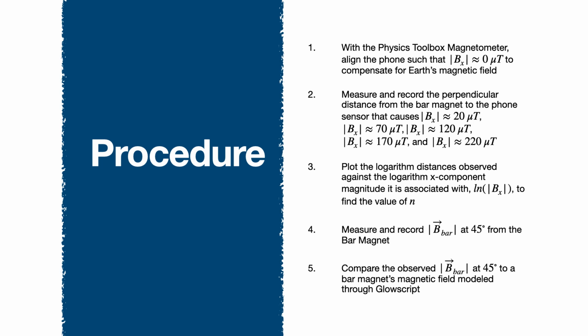Third, I'll plot the logarithm distances observed against the logarithm x-component magnitude it is associated with to find the value of n. Fourth, I'll measure and record the magnitude of the bar magnet at a location 45 degrees from the bar magnet. Fifth, I'll compare the observed 45 degrees magnetic field to a bar magnet's magnetic field modeled through GlowScript.